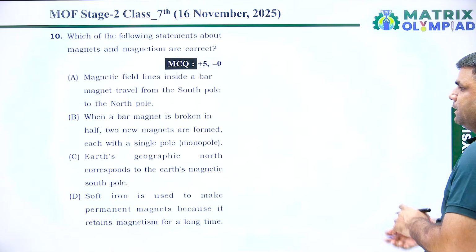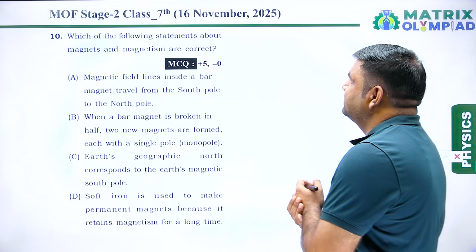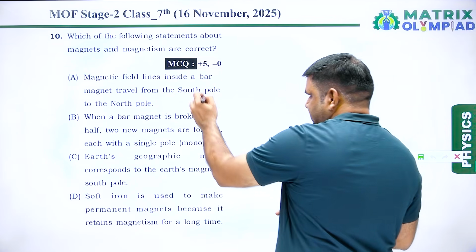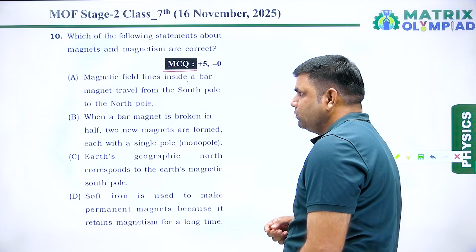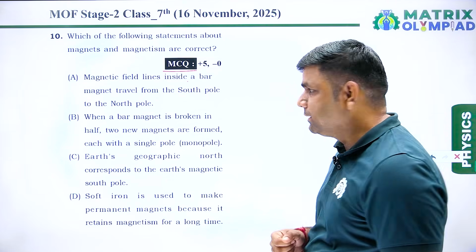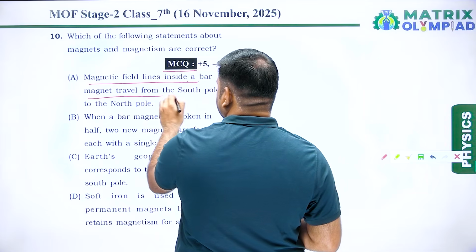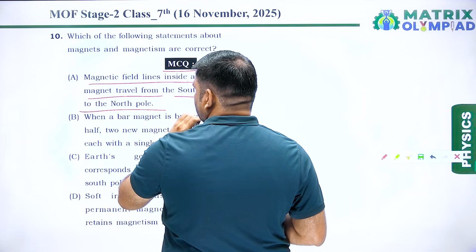In question number 10, which of the following statements about magnets and magnetism are correct? This is a multiple choice question, so more than one option can be correct. Option A is, magnetic field lines inside a bar magnet travel from south pole to north pole.